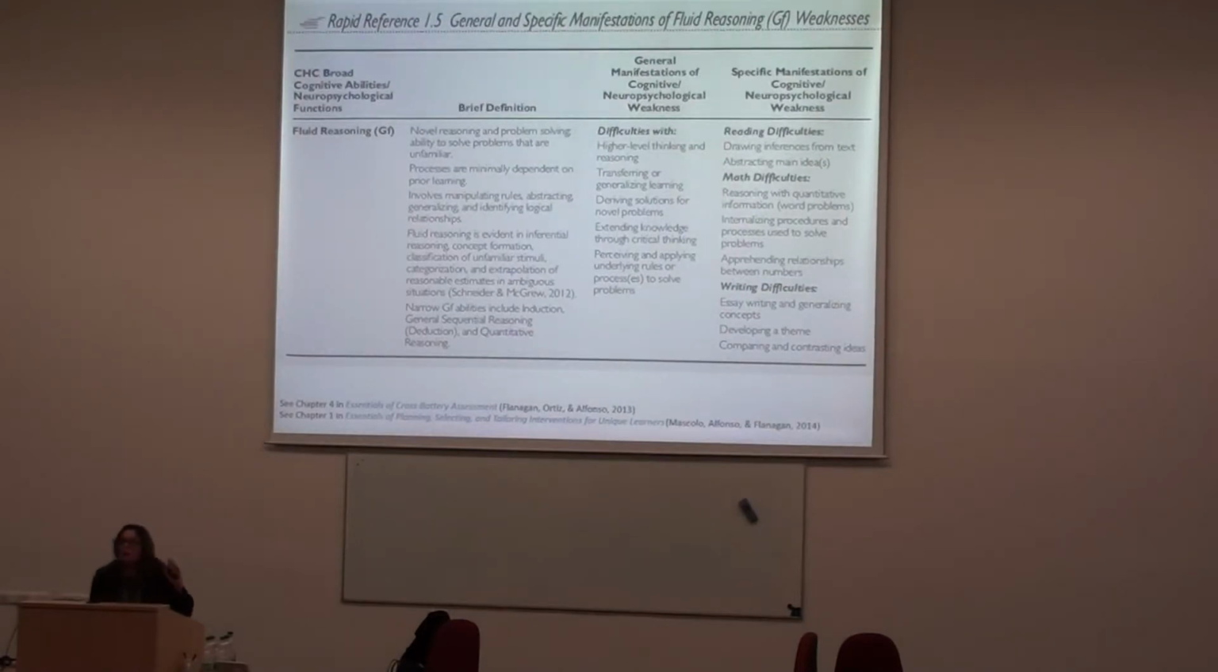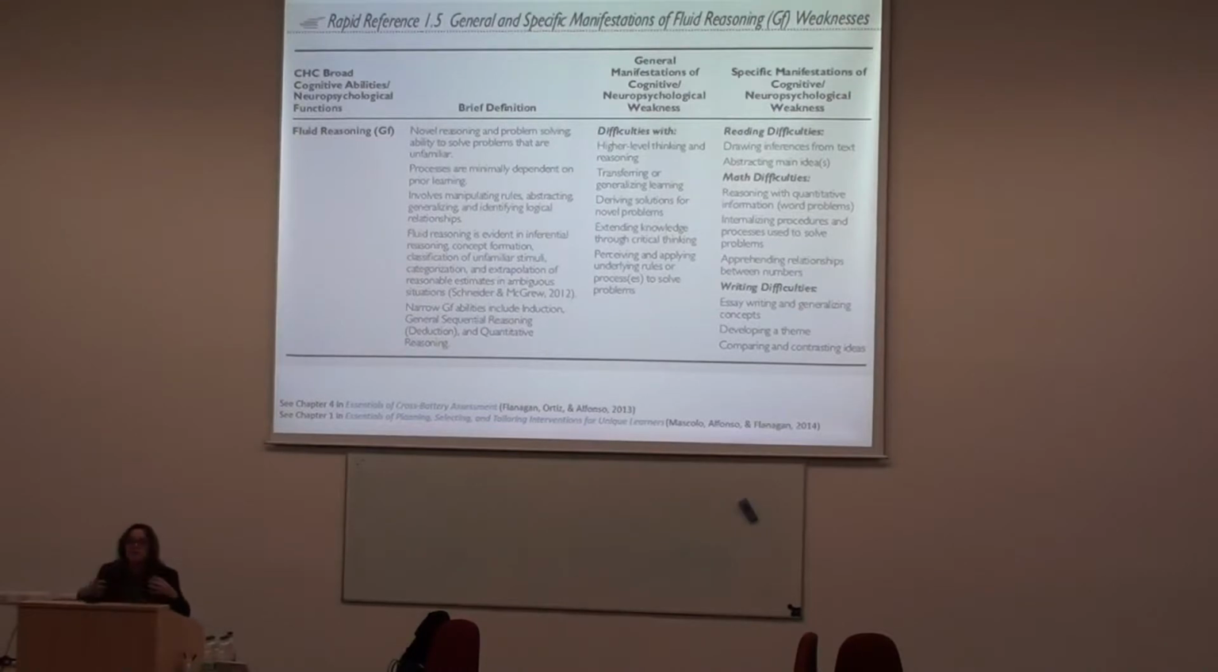Now, these charts, and I'm going to start flipping through the charts more quickly, but there's a chart like this for each of those 7 areas that I said were important for LD identification. The purpose of these charts is to say, okay, if you're measuring fluid reasoning, what's the definition of fluid reasoning? If you're measuring it, you need to know what it is. And then, how does a deficit in fluid reasoning manifest in general? And then how does it manifest more specifically in reading, in math, in written language?